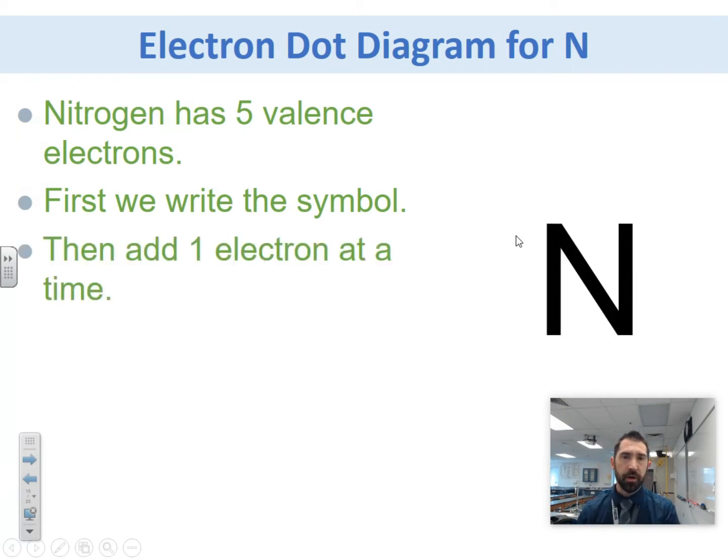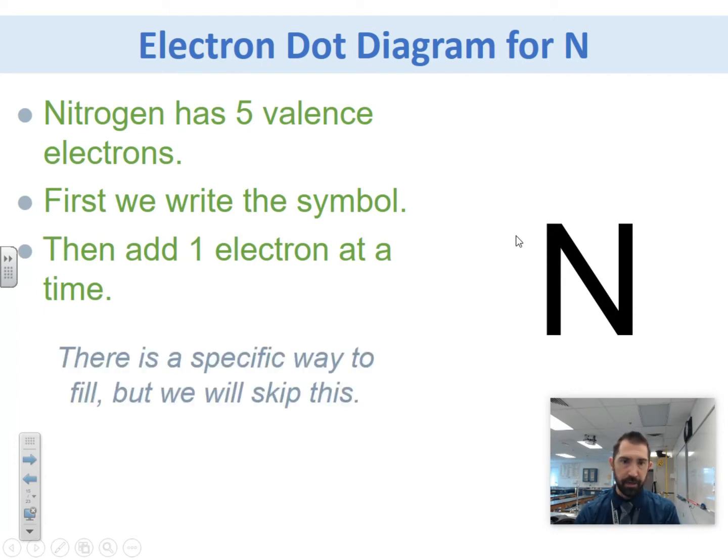Next, we want to add electrons, but we do it one at a time. It doesn't matter where you start. So I usually start on top. And I should mention, there is a specific way you are supposed to fill in for dot notation. We are not worried about that this year. If you're really interested in the proper way, I can teach you sometime. But it's really kind of beyond the scope of this class. So I usually start at the top. So I'm going to put 1 electron. I've got 4 more to go because I have 5 valence total.